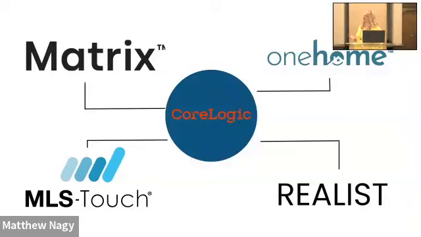Before we get started talking about Matrix, I want to remind you what Matrix is, where it fits in the CoreLogic bubble. You probably hear a lot of different names, but I feel like we have a lot of different brands that we talk about. But at the epicenter is CoreLogic. That's who we are. And we have different products to help you do your job. Matrix is our big one. That's the MLS, that's the data, that's where everything goes. A couple other ones that you're probably familiar with that you get when you choose Matrix as your primary choice are One Home, which is the client portal, MLS Touch, and Realist.